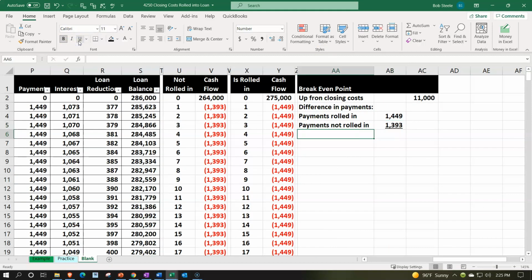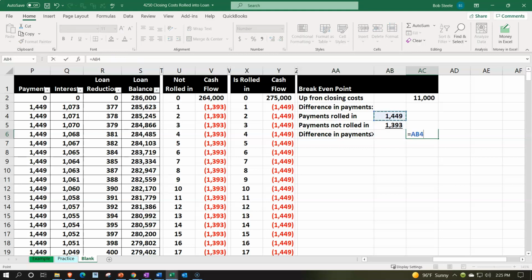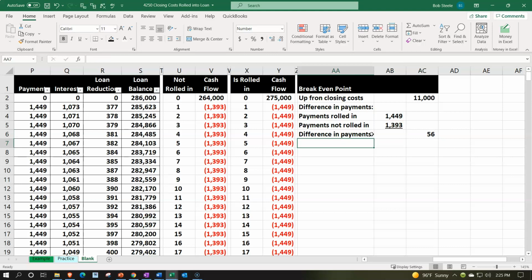And then we got the difference between the two. That's going to be the difference. So the difference between the two then equaling about, because we took off the pennies, 1,449 minus 1,393, 56 about. There's some pennies involved there. We can add the pennies if we want. So there we go. So then we've got the break-even point.